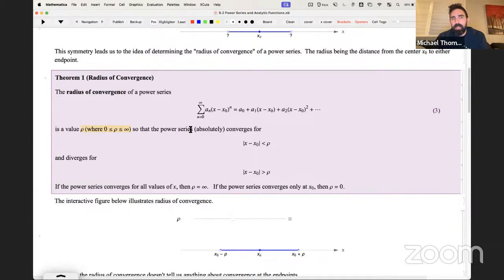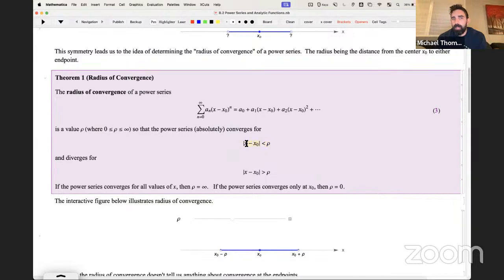So the power series, do you remember the term absolutely converges? It's a different type of convergence. Absolute convergence is actually a type of convergence that's stronger than regular convergence. So if you have absolute convergence, you get regular convergence for free. But in any case, the power series will converge so long as the distance between x and x naught is less than rho.